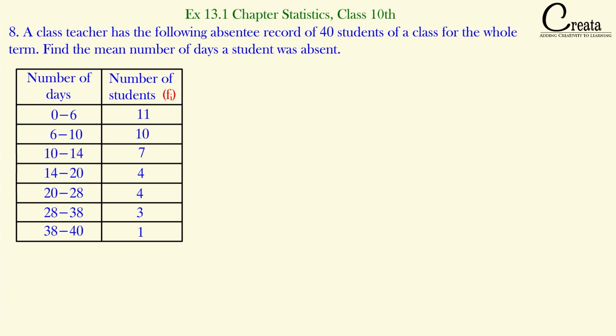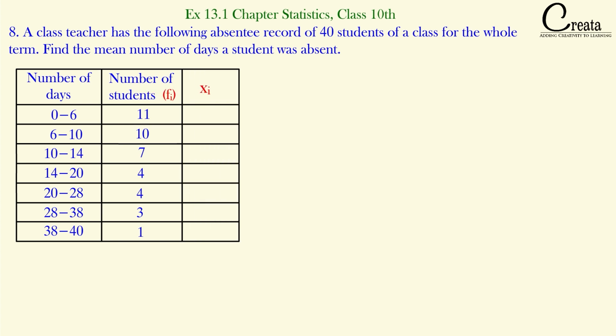So let's take this question. The first column is the range. The second column is the number of students, which is the frequency. So what is the next step? Our next step is to calculate xi. And how do we calculate xi? We find the midpoint of the range.